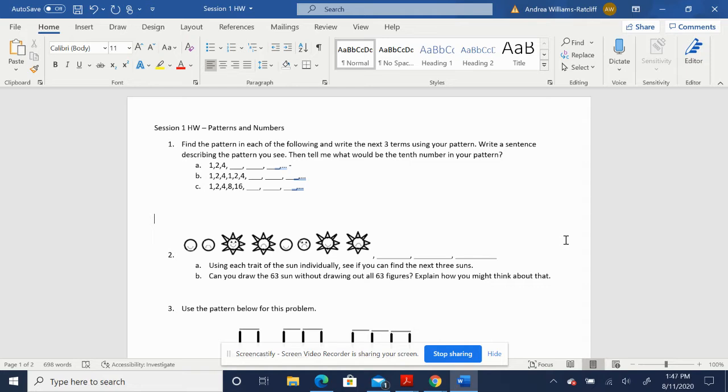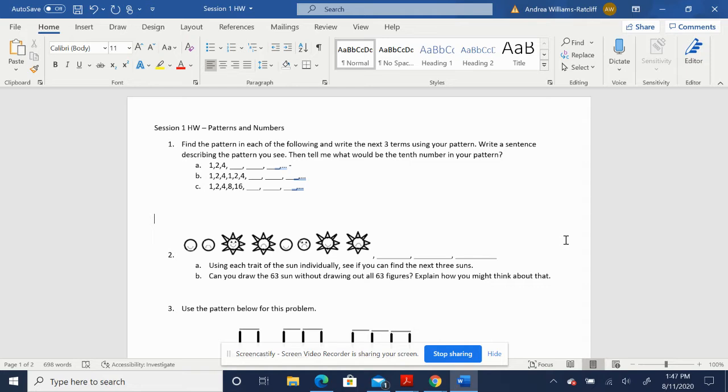Excuse me. So what are we doing here? First of all, we're trying to identify a pattern, and we're trying to write the next three terms using your pattern. Okay, and then we're going to write a sentence kind of telling us what the pattern is, and then talk about what the 10th number might be. Now, what's really important to remember, especially in terms of patterns, is that it is possible that some of us don't necessarily see the same pattern, or that we see a different pattern. As long as the pattern holds out, then that would be okay.